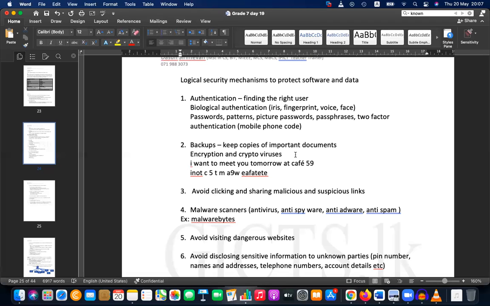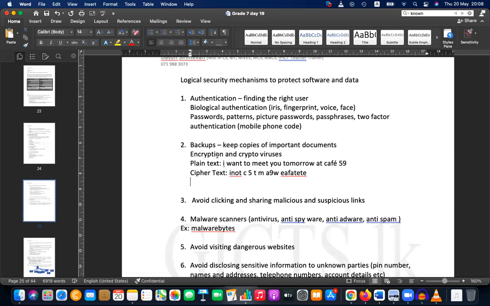So what is encryption? Here I have given an example of encryption. This is called plain text. The encryption method used here, is it misplacing? No, not misplacing, it is displacing. Ciphertext. So this one has displaced, not misplaced. This is called displacing. Plain text to ciphertext conversion. Encryption is when you convert plain text to ciphertext.